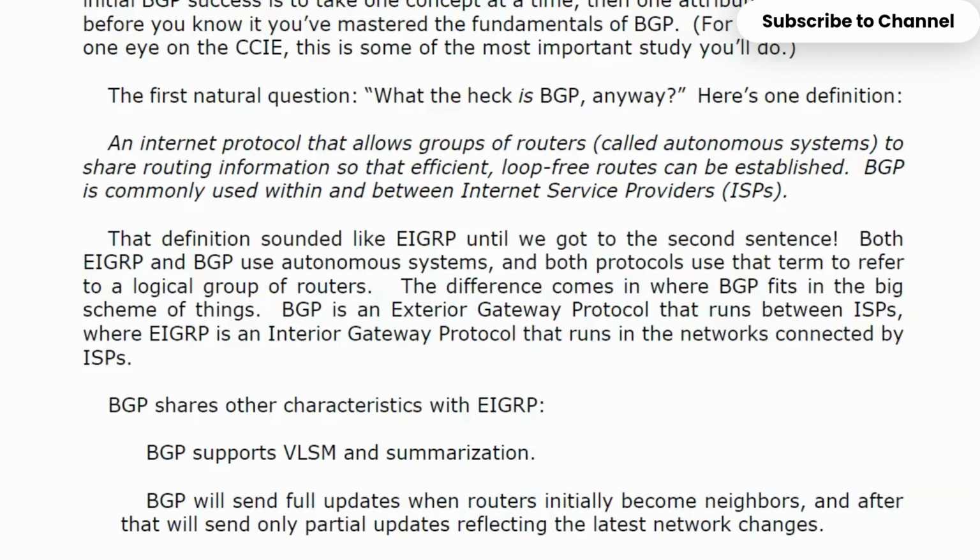Now, that definition started sounding a little bit like EIGRP, right? I mean, as soon as you hear autonomous systems, you think EIGRP. Well, both EIGRP and BGP use autonomous systems. We're actually going to be typing in some AS numbers here in our BGP labs, as we did in our EIGRP labs. Both protocols use that term to refer to a logical group of routers. And the difference comes in really where BGP fits in the big scheme of things, because BGP is an exterior gateway protocol that runs between ISPs, where EIGRP is an interior gateway protocol that runs in the networks connected by the ISPs. I've always put it this way: BGP runs on top of OSPF and EIGRP. It runs higher in the big scheme of things.